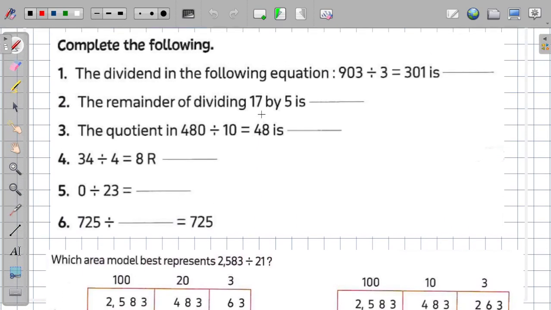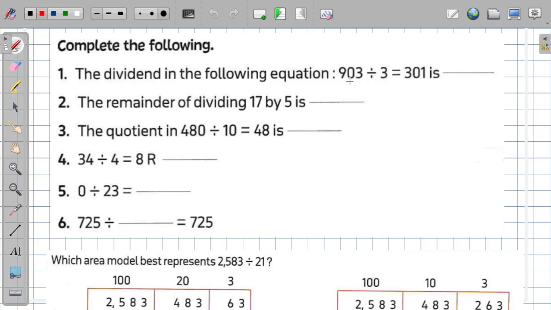Let's try some examples here. The first one: I have the dividend in the following operation: 903 divided by 3 equals 301. Where is the dividend? The first number here is the dividend, the second number here is the divisor, and the last number here is the quotient. Okay, so I can say that the dividend is 903.